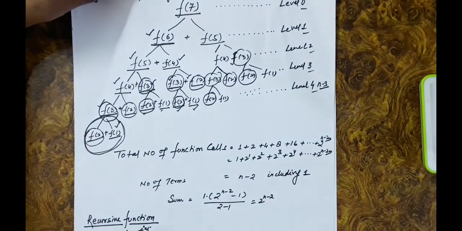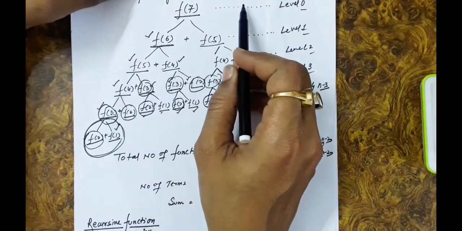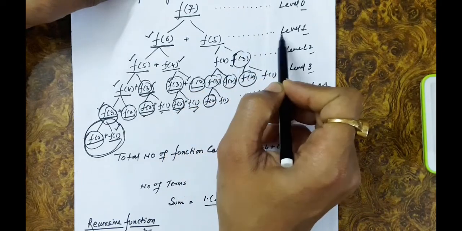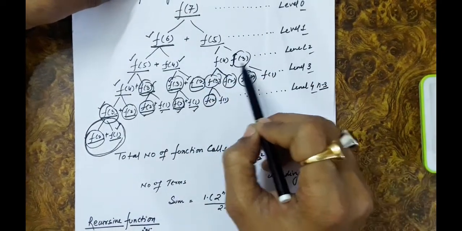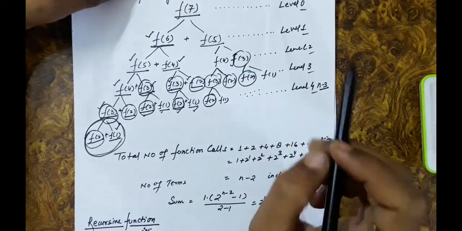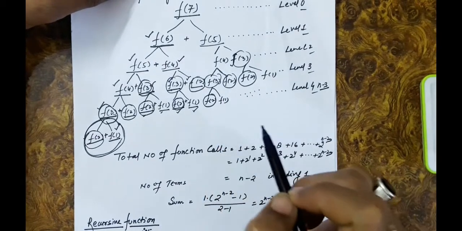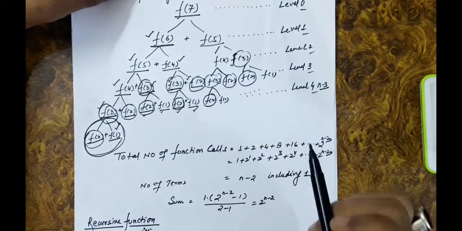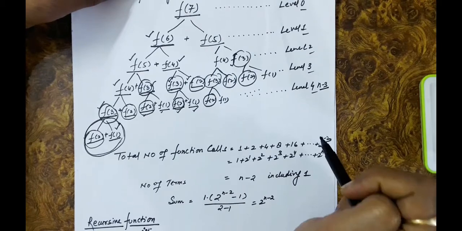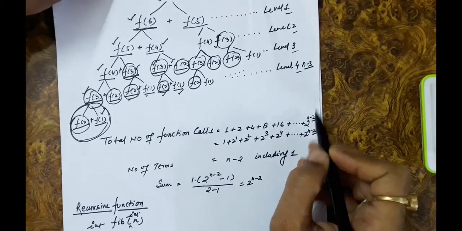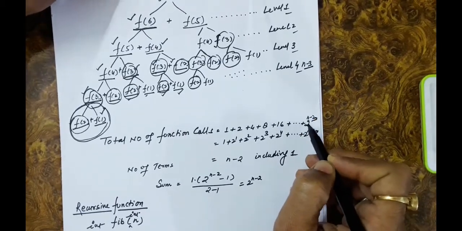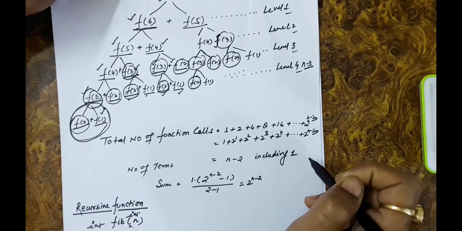So what is the total number of function calls? At level 0 we have only one function call, at level 1 we have two function calls, at level 2 we have four function calls, at level 3 we have eight function calls, at level 4 we have 16 function calls, and so on. At the n minus third level we will have 2 raised to the power n minus 3 function calls.